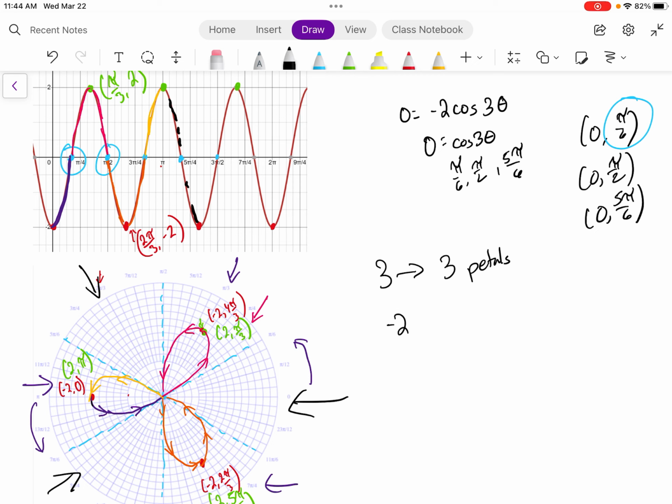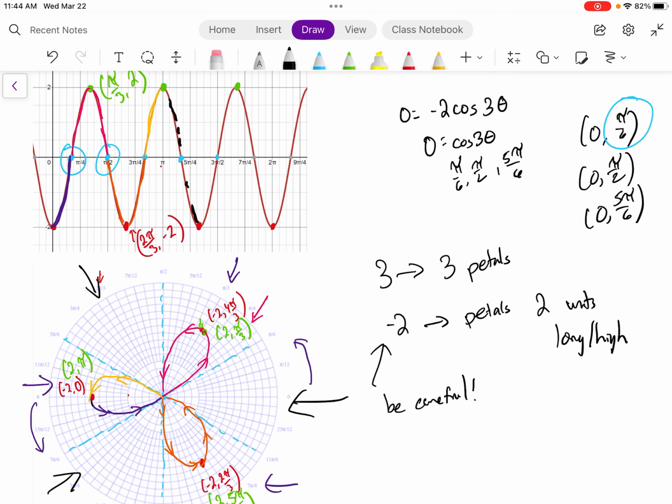The negative 2, I would say, meant petals were 2 units long or high. I don't know which way we want to talk about that. And I would say the negative meant be careful to start. Be careful to start.